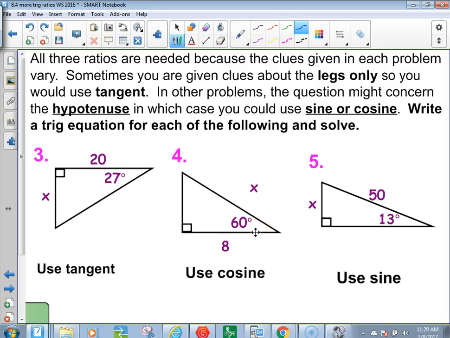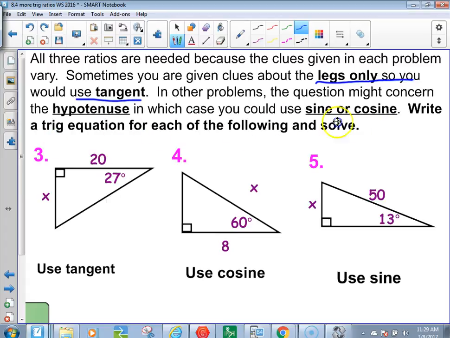All 3 trig ratios are needed because the clues in each problem vary. Sometimes you're given clues about the legs only, so that's when you use the tangent. Okay, if you only have legs, you use tangent. In other problems, the question might concern the hypotenuse, in which case you would use the sine or the cosine.